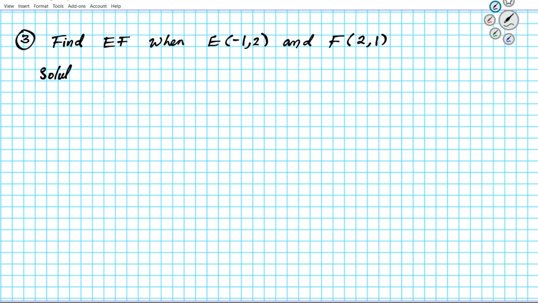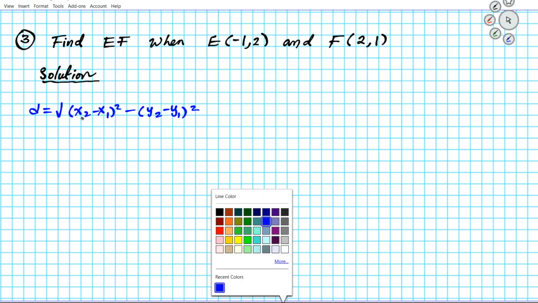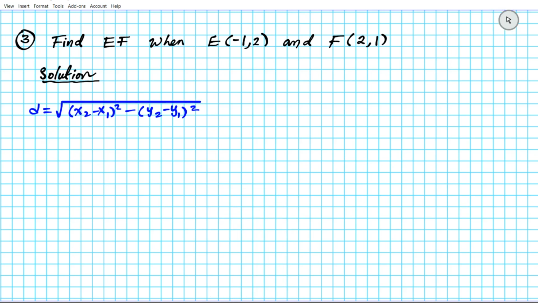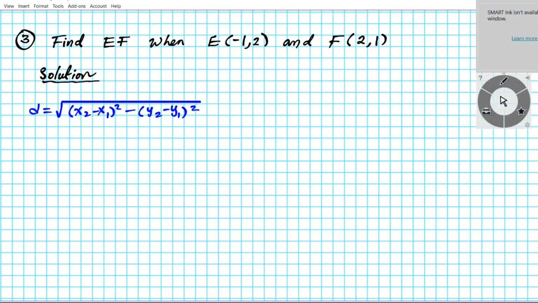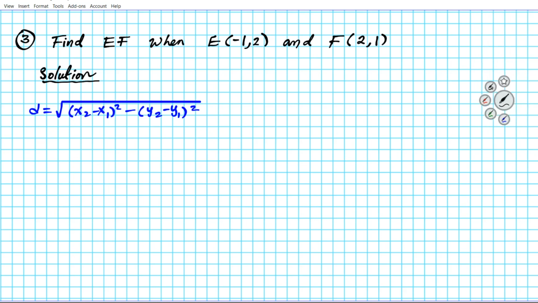All right, so let's do this. We're going to go ahead and write down our distance formula. Hopefully you have it memorized. It is the square root of x2 minus x1, your run, squared, plus y2 minus y1, your rise, squared. Okay, so there goes your distance formula. And now what we're going to do is go ahead and identify our coordinate values.